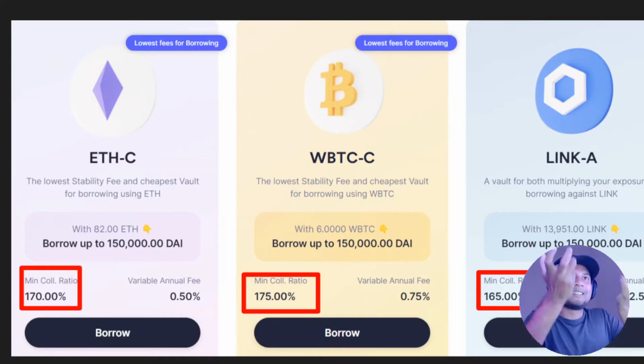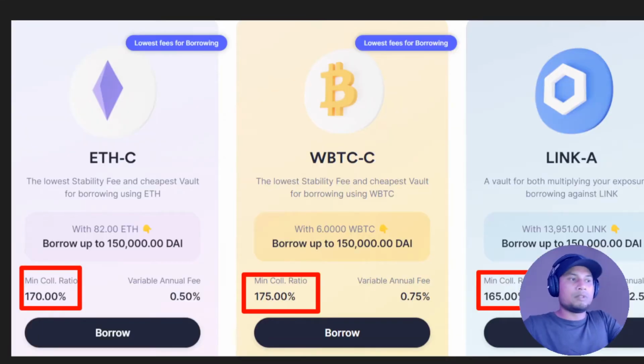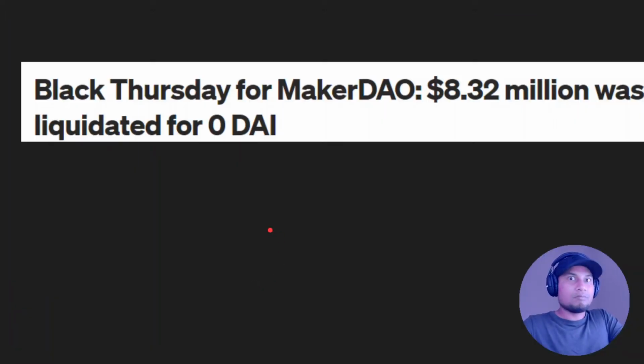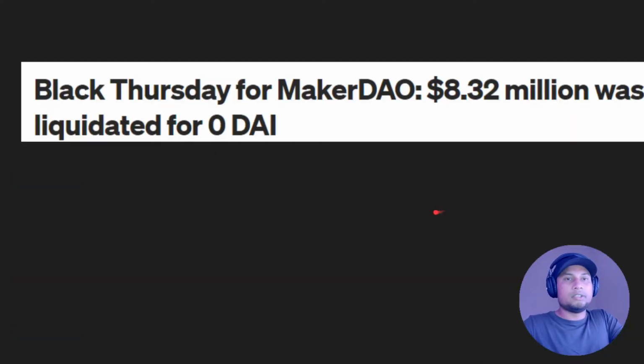That is exactly why it's not capital efficient. And of course, there are risks in this. If the minimum collateral ratio is that high, people get liquidated. If the price of Ethereum or any of these assets drops, people risk getting liquidated, and we have seen this in the past.